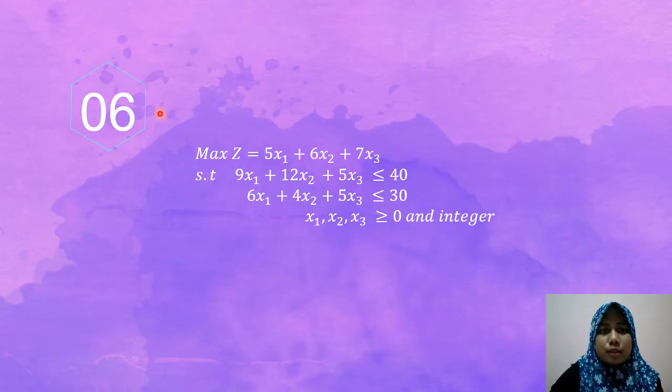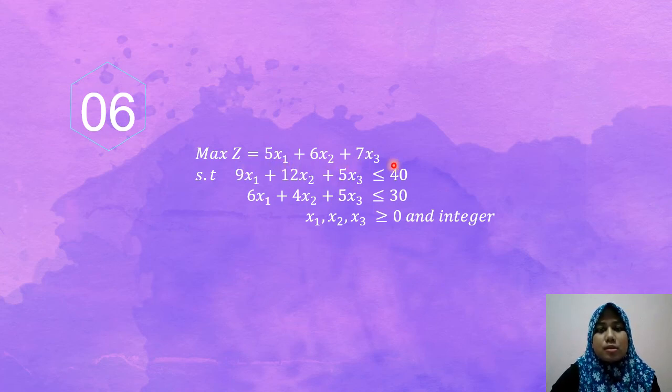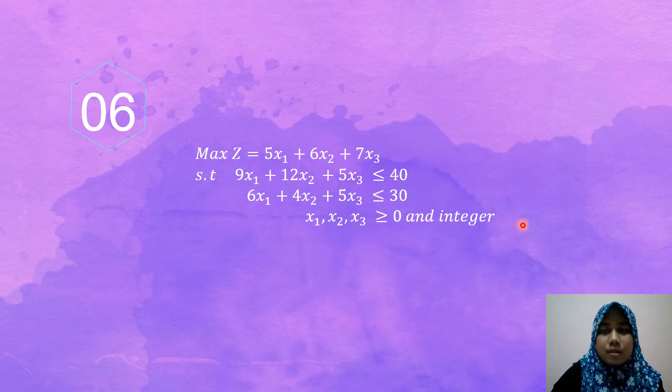Okay, next we move to question 6, which is maximize z equal to 5s1 plus 6s2 plus 7s3, subject to 9s1 plus 12s2 plus 5s3 less than or equal to 14, 6s1 plus 4s2 plus 5s3 less than or equal to 30, and s1, s2, and s3 greater than or equal to 0 and integer. So we can see it is also an integer programming problem, because it mentions s1, s2, and s3 greater than or equal to 0 and integer.